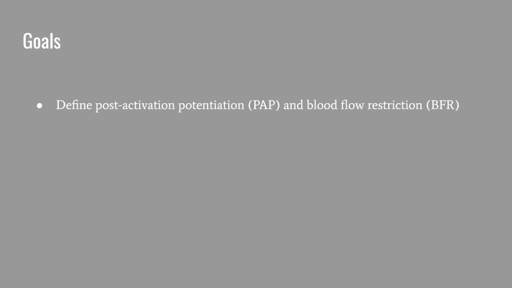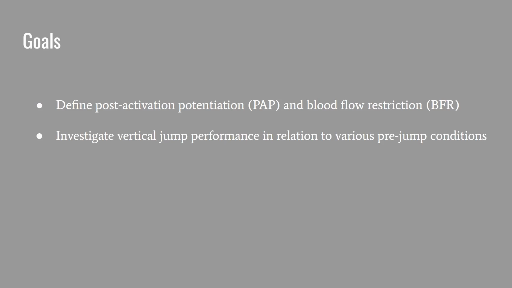So first thing with this presentation, we'd like to go over the goals of it. First being to give some definitions of our main 2 points here, especially post-activation potentiation and blood flow restriction, which you'll see in the slides shortened as PAP and BFR. As well as just give some background information on the research we did and what we'll be looking into, which will mainly be investigating vertical jump performance in relation to different conditions pre-jump that will then affect the actual vertical jump test.